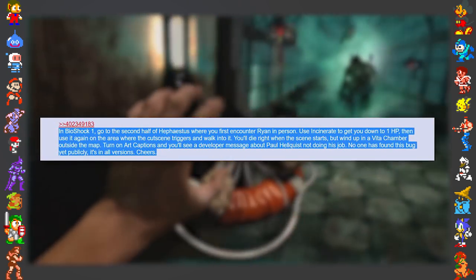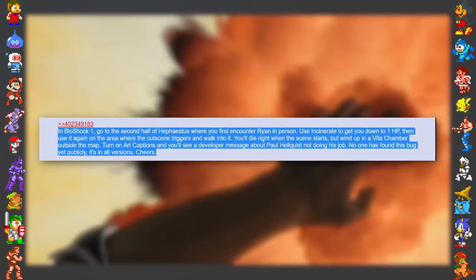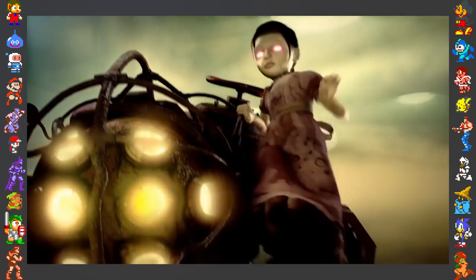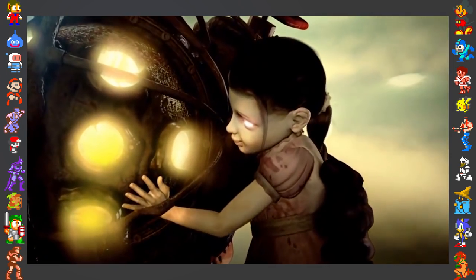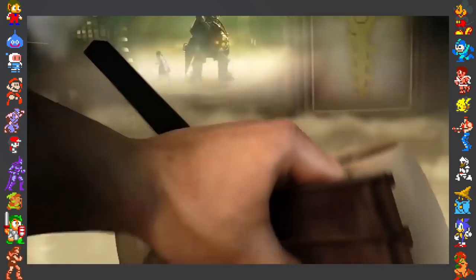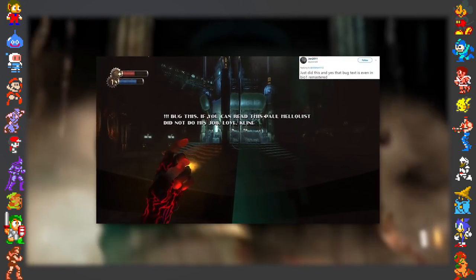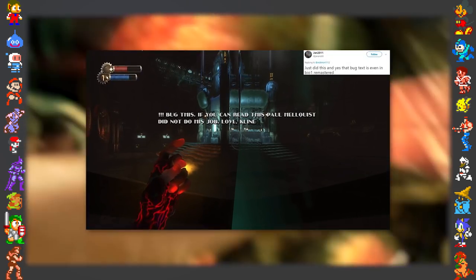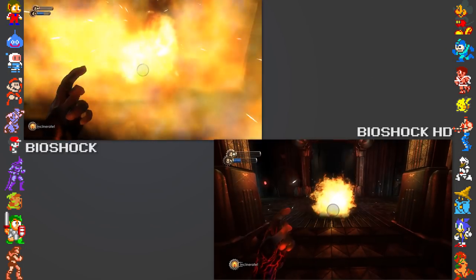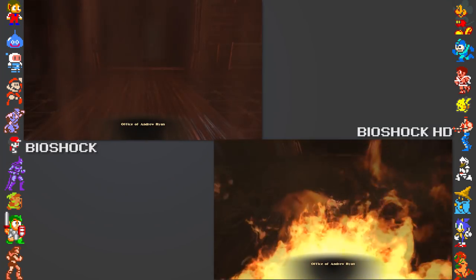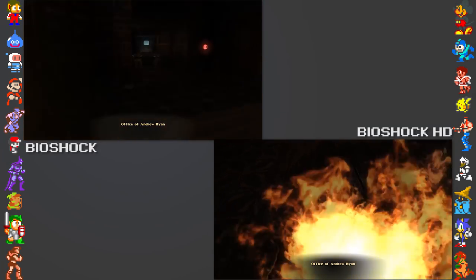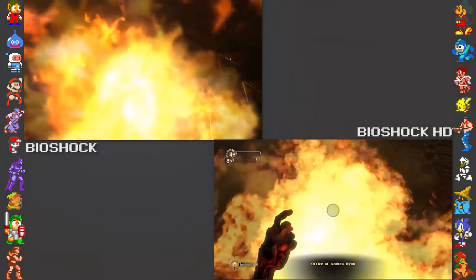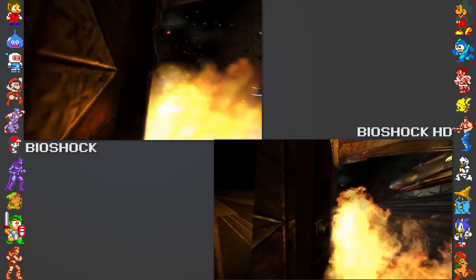This should make the player die exactly when the scene starts, but they would end up at a Vita chamber outside the map. Turning on art captions at this point reveals a developer message about Paul Hellquist not doing his job properly. This bug/Easter egg was confirmed to be true, and undiscovered for over a decade. That said, when we tried to recreate the glitch for this video, we found that it did not work in both the original or remastered PC versions of the game. So it's possible Paul Hellquist finally did his job.